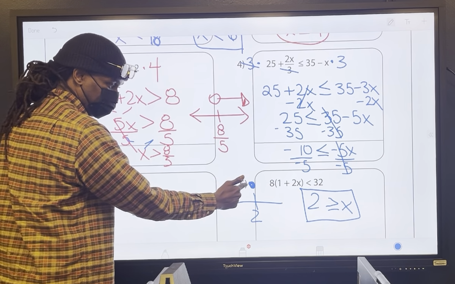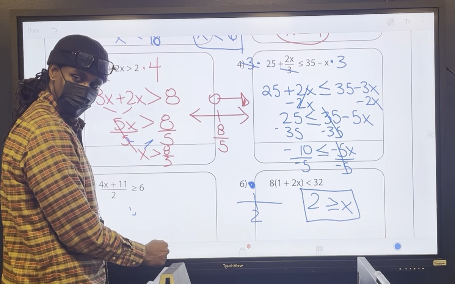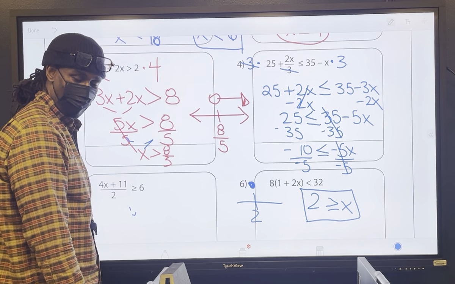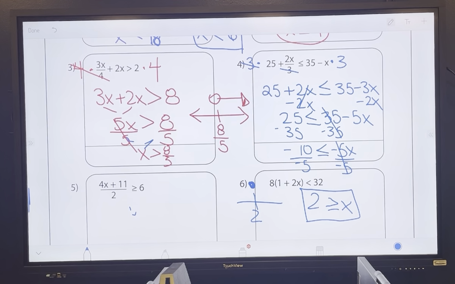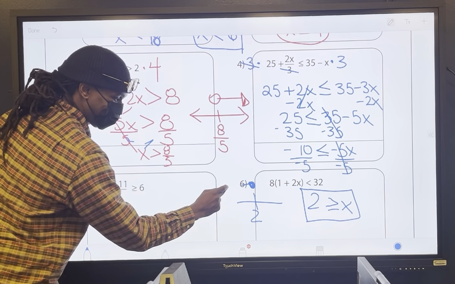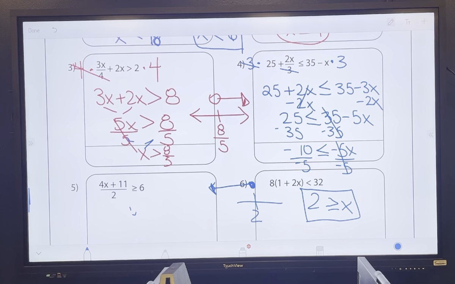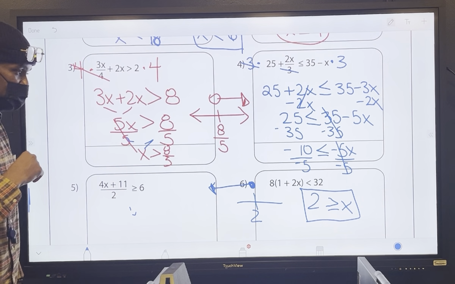So all the numbers have to be what? Equal to? Greater than 2 or less than 2? Less than. All the numbers are less than 2. Remember, the sign eats the greater number. That's why I wanted to go over it with y'all first. The sign eats the greater number.